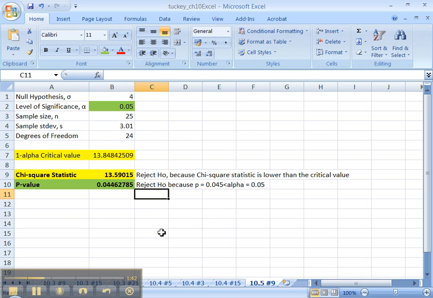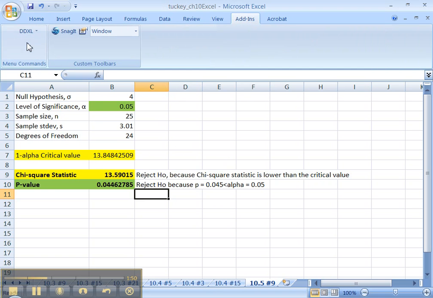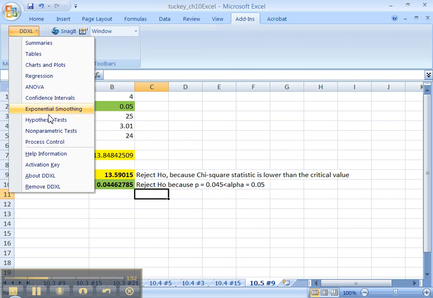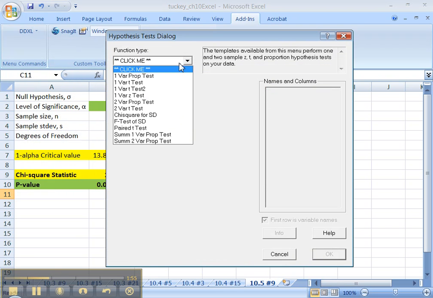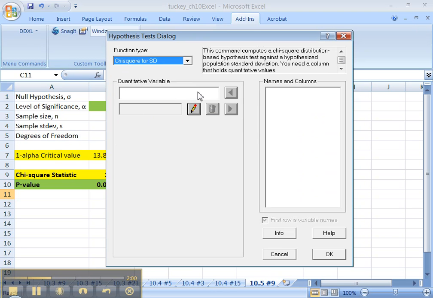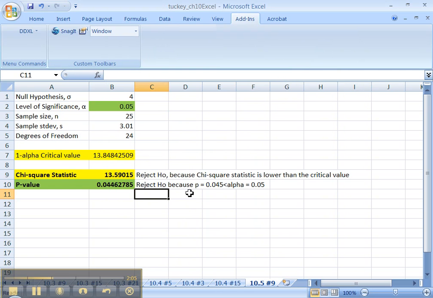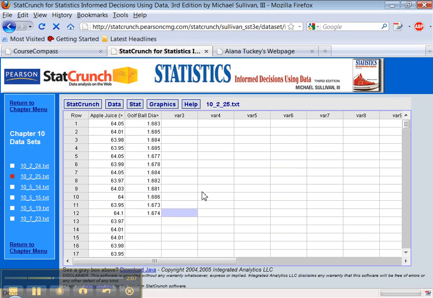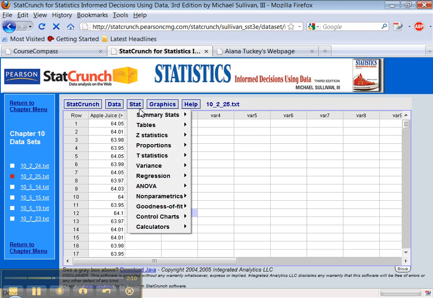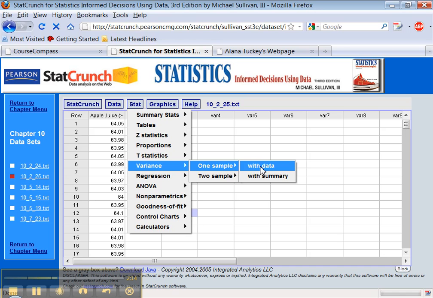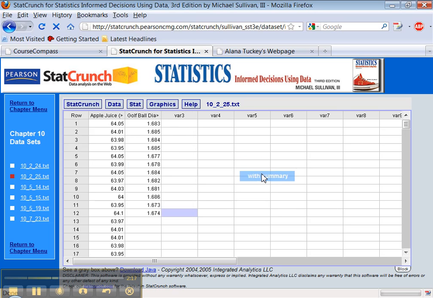Fabulous, wonderful, marvelous. All right, now before we move away from this, I wonder, let's go to DDXL, hypothesis tests, chi-square for the standard deviation, that one. Look at that. Won't work because we don't have data. So DDXL isn't going to work for this. What about StatCrunch? That's a good question. Let's go to Stat, Variance, one sample. We have a summary here.